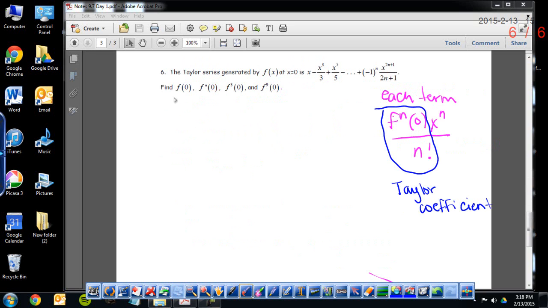Okay, so let's jump into this. So I want to find f of 0 first. All right, well, the formula for my Taylor polynomial says that I always start with that f of 0, and that's the constant term. Well, for this particular Taylor polynomial, there is no constant term. So f of 0 has to be 0.